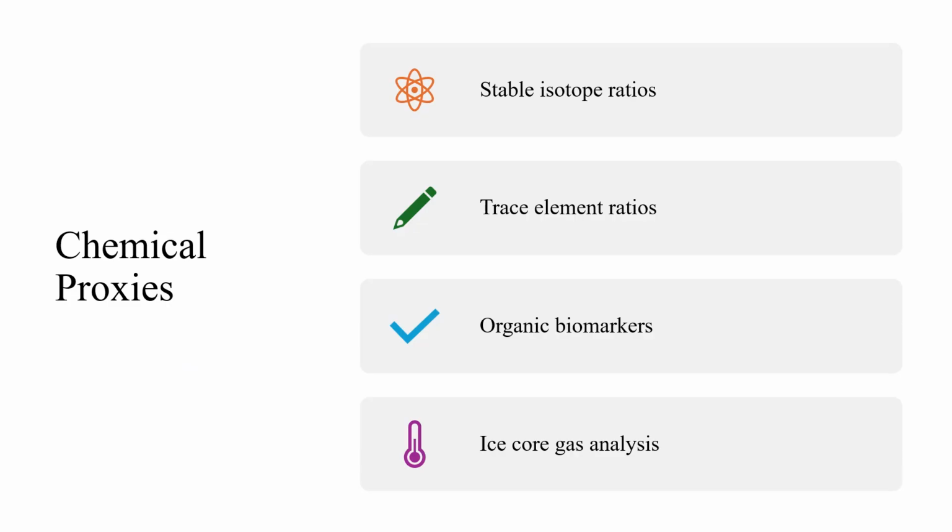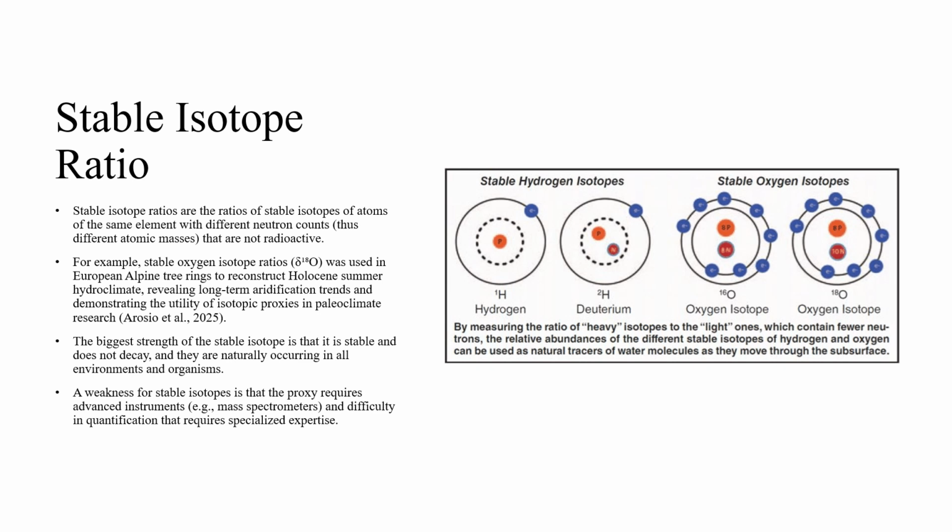I will be talking about four chemical proxies, which are stable isotope ratios, trace element ratios, organic biomarkers, and ice core gas analysis. Stable isotope ratios are the ratios of stable isotopes of the same element with different neutron counts that are not radioactive. Stable oxygen isotope ratios, oxygen-18, were used in European alpine trees to reconstruct long summer hydroclimate, revealing long-term aridification trends and demonstrating the utility of isotope proxies in paleoclimate research.